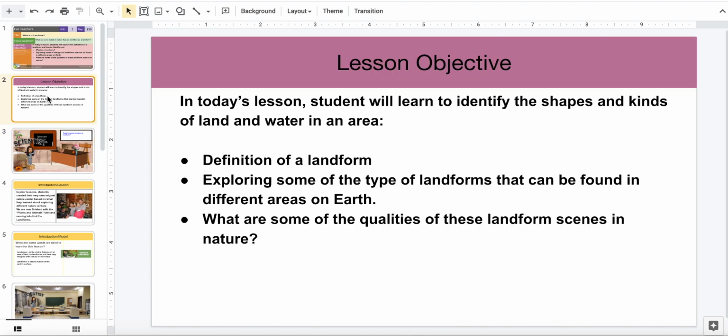In today's lesson, students, you're going to learn to identify shapes and kinds of land and water in an area. So you'll learn the definition of a landform, exploring some types of landforms that can be found in different areas of Earth, and what are some of the qualities of these landform scenes in nature.